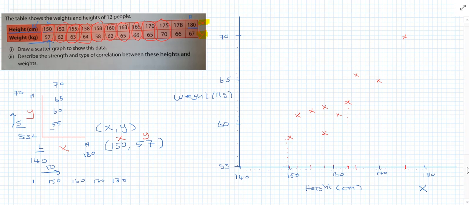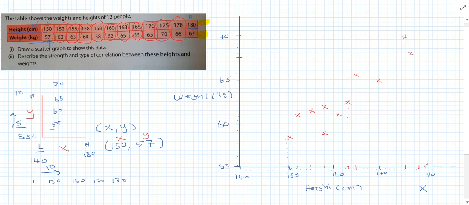Then we have 178. So 1, 2, 3. So 178 is about here on the x-axis, and then 66. So let's say that's 1, 2, 3, 4, 5. So it's going to be about up here. It's going to be about here, let's say. So that's that one, and then the last one is 180.